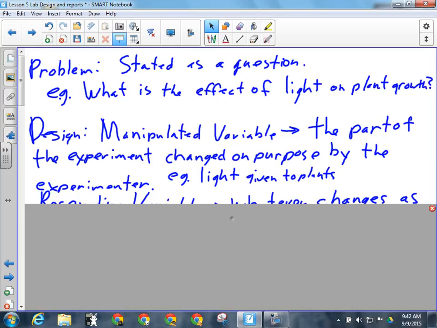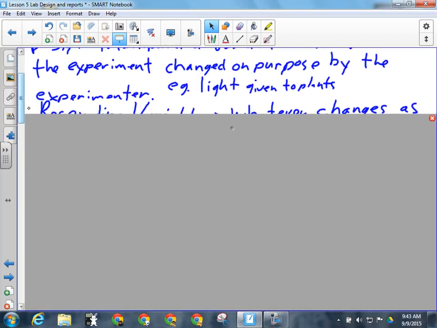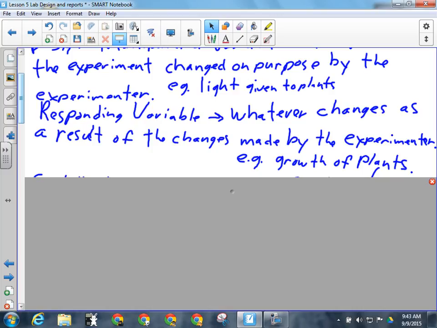So a responding variable then is the thing that's going to change as a result of what we did. It's whatever changes as a result of the changes made by the experimenter, or as a result of the manipulated variable. In this case, it's the growth of the plants.